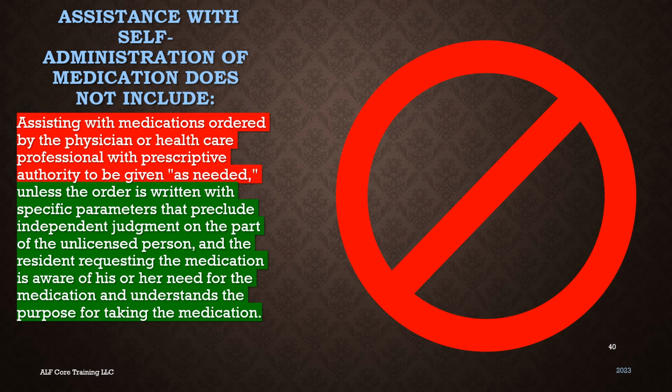Assisting with medications ordered by the physician or healthcare professional with prescriptive authority to be given as needed, unless the order is written with specific parameters that include independent judgment on the part of the unlicensed person, and the resident requesting the medication is aware of his or her need for the medication and understands the purpose for taking the medication.